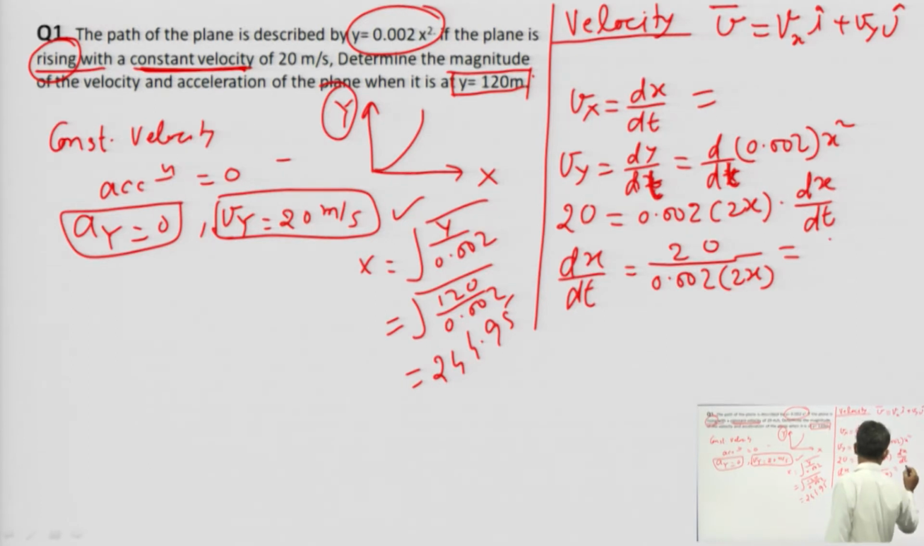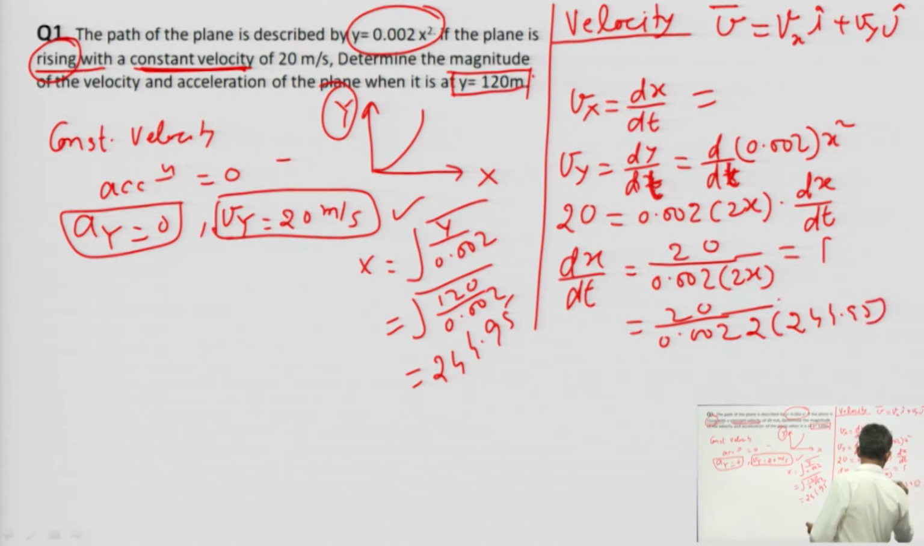So dx by dt is known to us. Its value will be 20 divided by 0.002 into 2 into 244.95, which gives 20.412 meters per second.